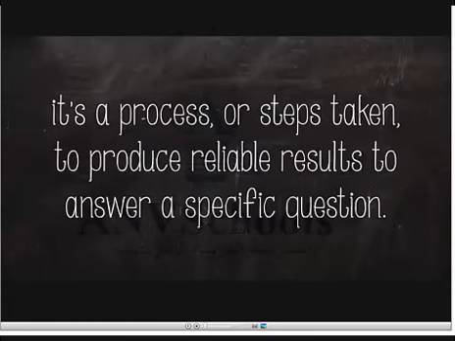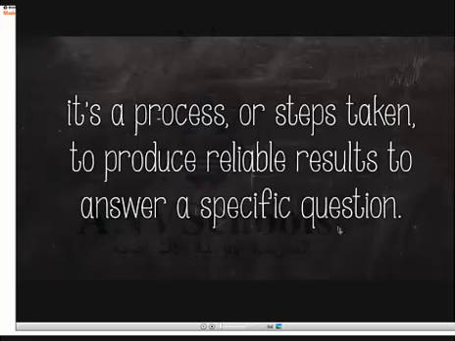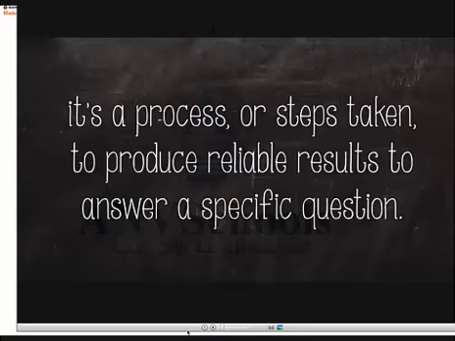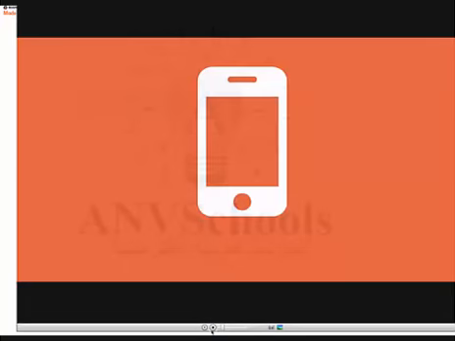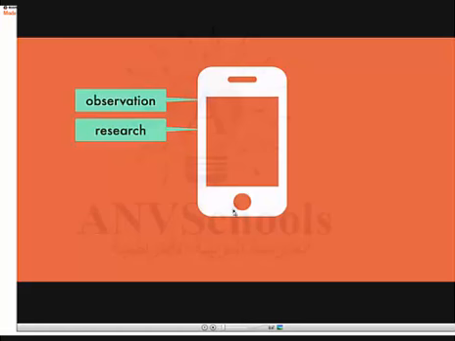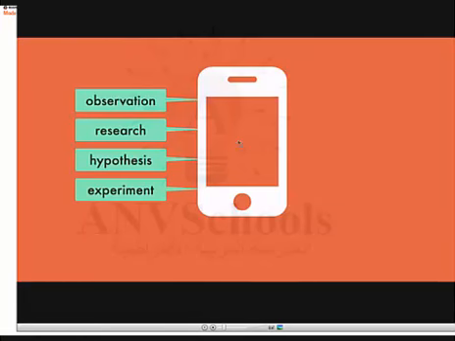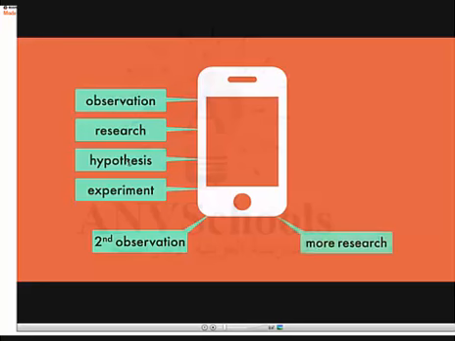The scientific method is a process or steps taken to produce reliable results to answer a specific question. So we take an example here. Maybe you have lost your mobile phone. There is an observation. Then you have to carry out research to find out where it went. Maybe you will create hypotheses, which are questions. Then after these questions, you will test to find out if this is true.